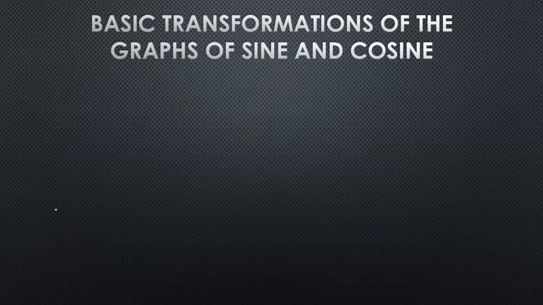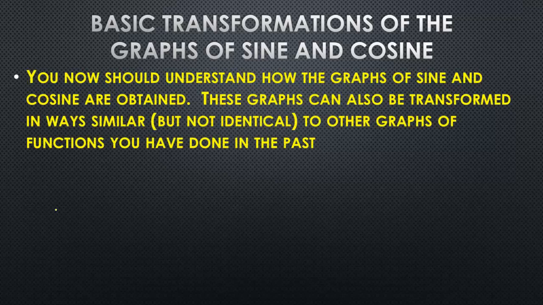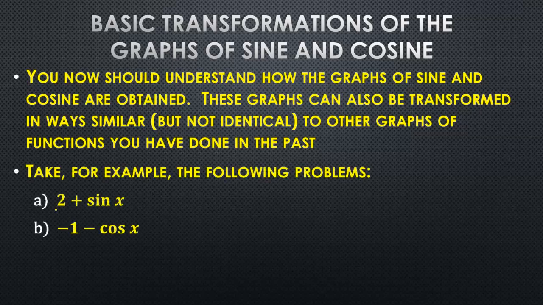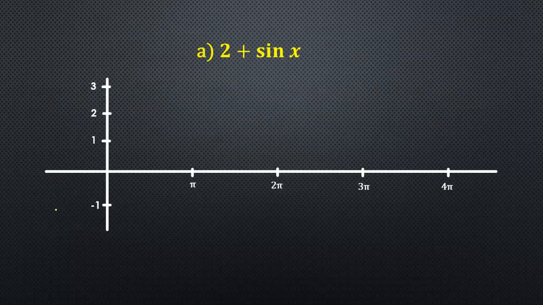So let's talk about the basic transformations of the graphs of sine and cosine. Hopefully now you know how we get those graphs, and we can also transform them in ways that should be familiar to you from transformations of other functions. So for example, we've got 2 plus sine of x, and then we have -1 minus cosine of x. Let's start with 2 plus the sine of x.